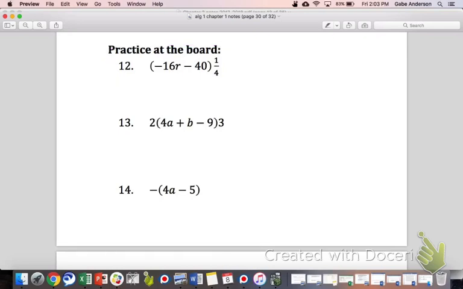With this one, one of the keys that I see moving forward would be to write this over 1 and to write that over 1. And this way, when you distribute that 1/4, you go 1 times negative 16r is negative 16r. 4 times 1 is 4. The second term, you'd say 1 times 40 is 40. 4 times 1 is 4. Once you've reached that point, you would just reduce. And so negative 16 over 4 is negative 4, and then the r is still there. 40 over 4 is 10. So your final answer should be negative 4r minus 10.